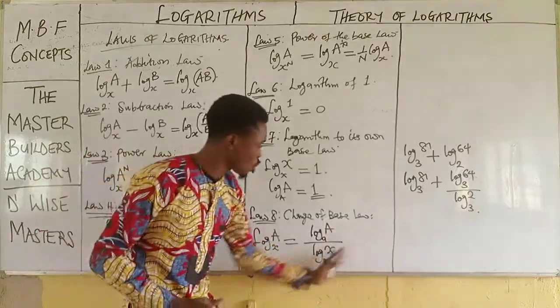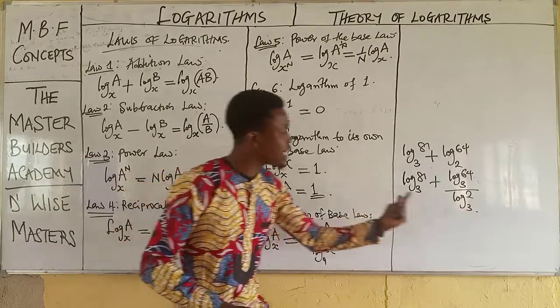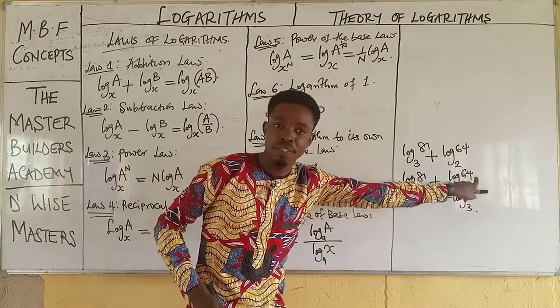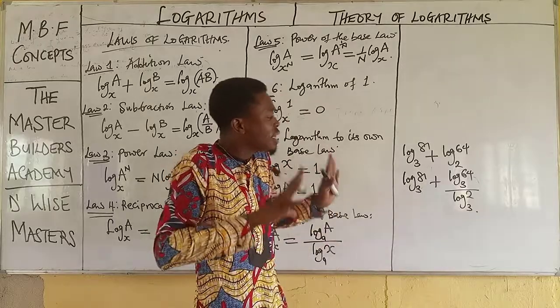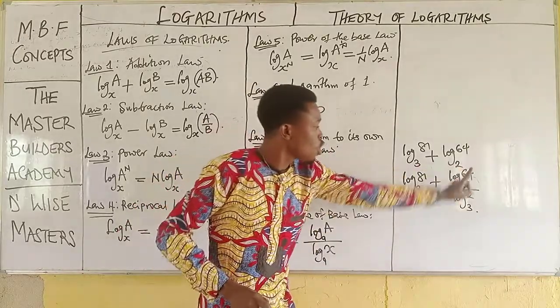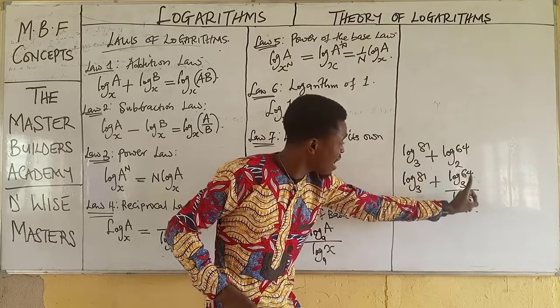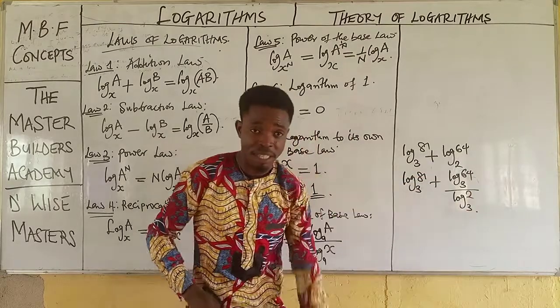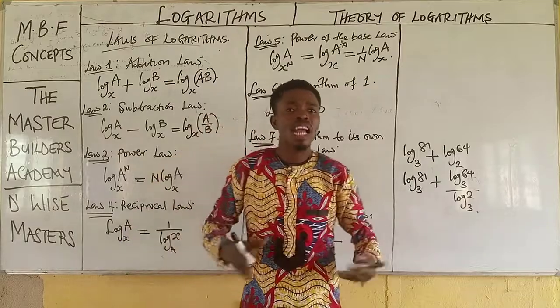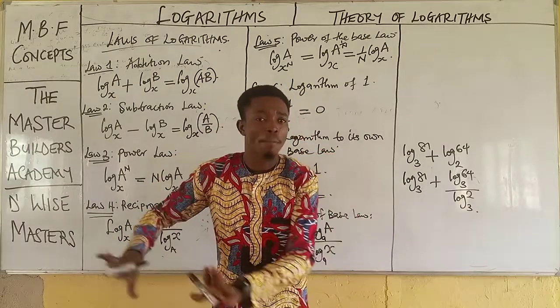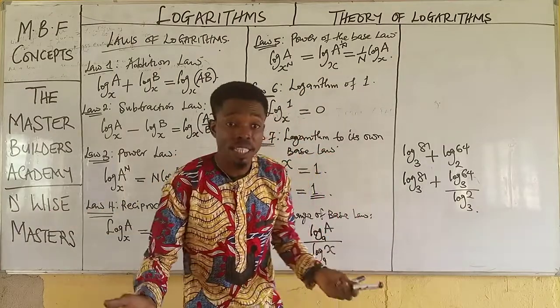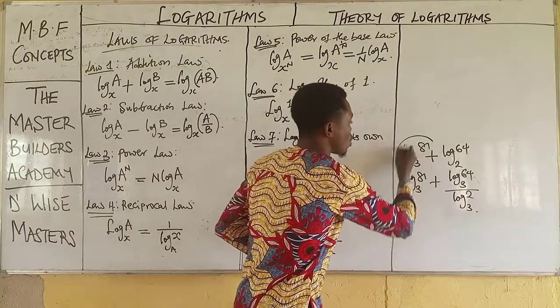So anytime you want to change base, you change it based on what you are given. Another person can say, no, let me change the base to 2. At the end of applying this law, you find out that all the bases are now base 3. Another person can say, no, I want to change the base to base 2. The same thing is applicable. All I need to do is work on this one.